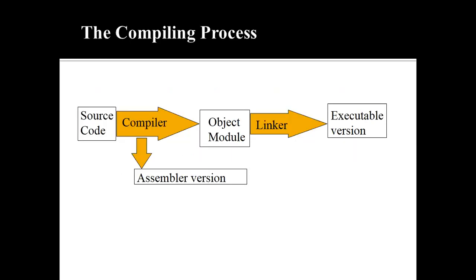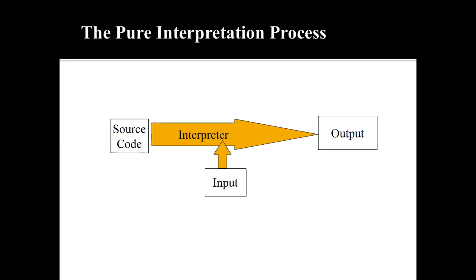So here you can have a look at the compiling process: source code, then compiler, object module, linker, and executable version. Here you have the assembler version also, and this is the linker. There is also a specific type of program that helps other programs to run smoothly.